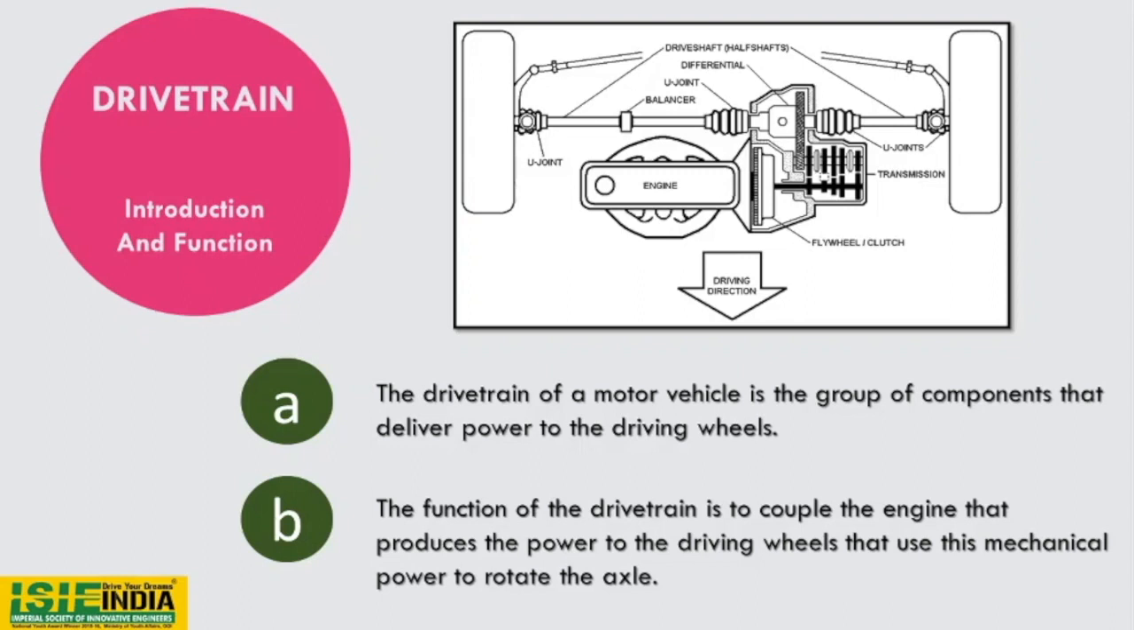Some of you are very confused about the difference between drivetrain and powertrain. The drivetrain includes all the components excluding the engine and motor, whereas the powertrain includes everything, even the engine, the transmission box, the universal joint, and the motors. So we can say that the drivetrain is a subset of the powertrain.